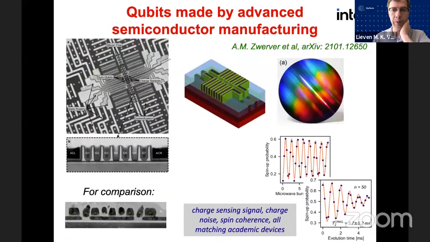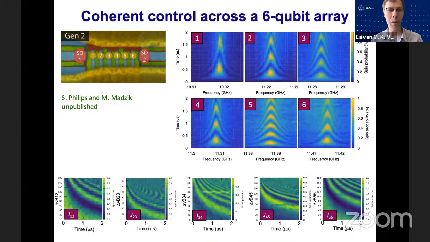Already we have played or programmed some small protocols, like creating multi-qubit entanglement and so forth, and we're in the process of continuing and quantifying that. So we're moving along here.